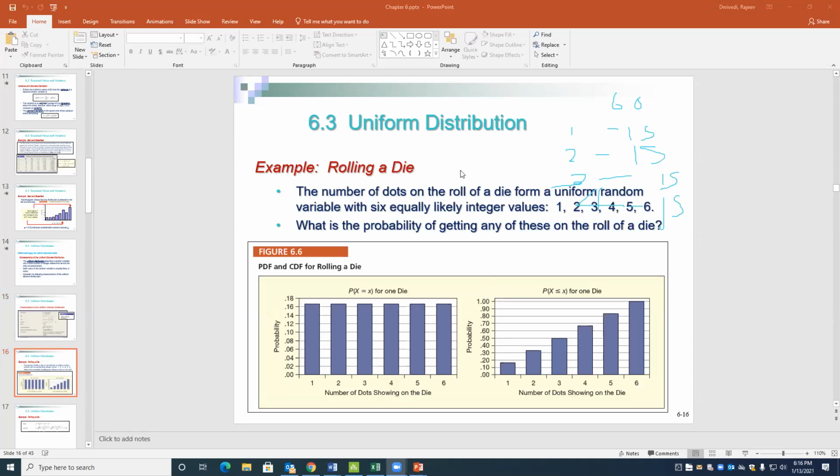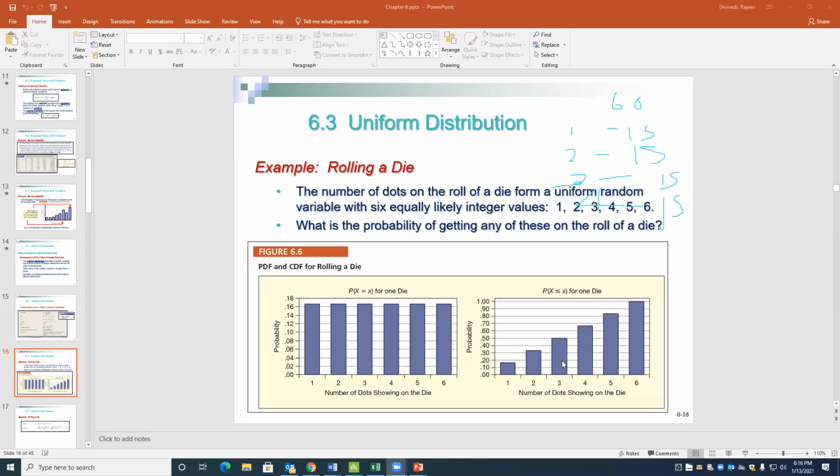So for example, this is rolling a die. If you roll a die, what is the probability of getting 1, 2, 3, 4? All events have equal probability. It can be 1 when you roll a die, it can be 6, it can be 3, from 1 to 6 any. So they all have equal probability, which is 16.67%, and that sums up to 1. And so this is the PDF function.